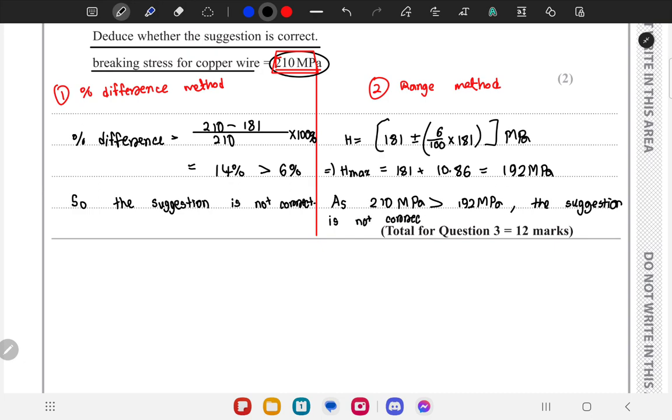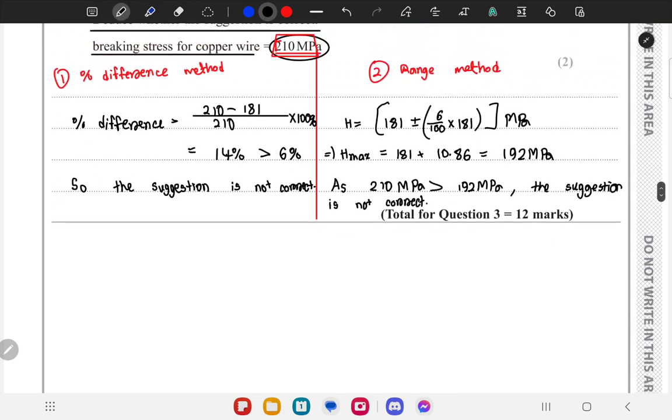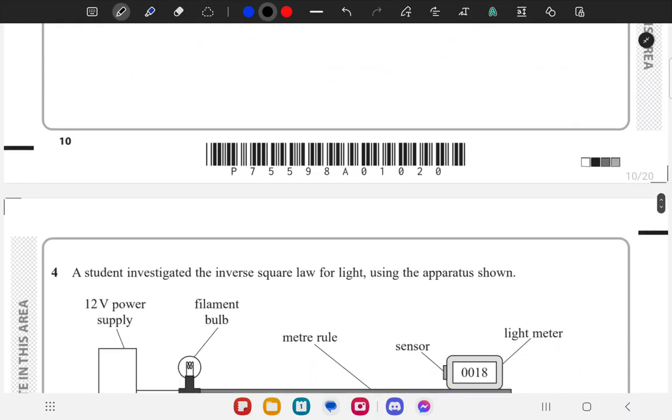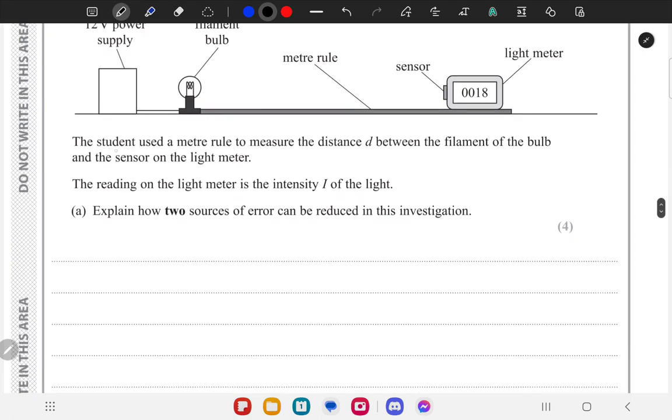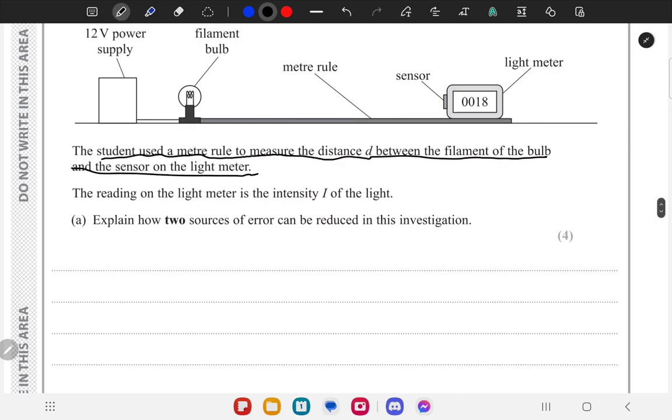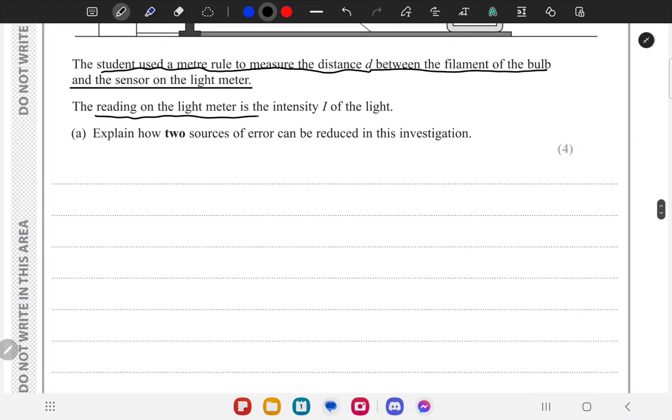So you could use either of these two approaches depending on the question and your comfort. Now on to question 4. We're given this question about the inverse square law for light. The student used a meter rule to measure the distance d between the filament of the bulb and the sensor of the light meter. The reading on the light meter is the intensity of the light. We have to explain how two sources of error can be reduced in this investigation.